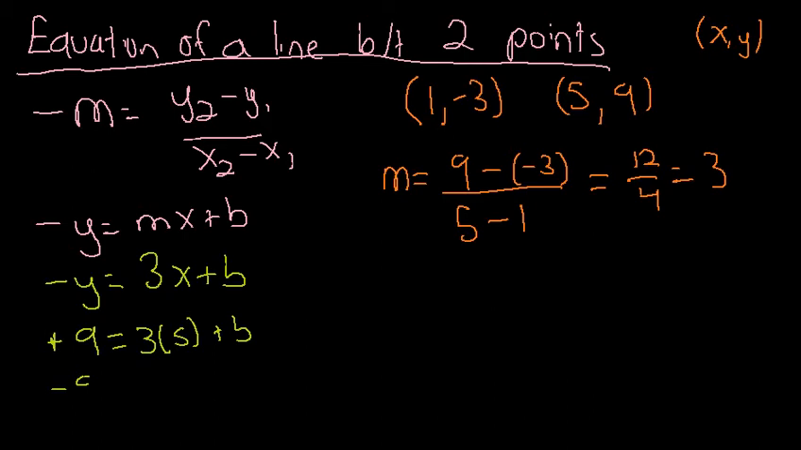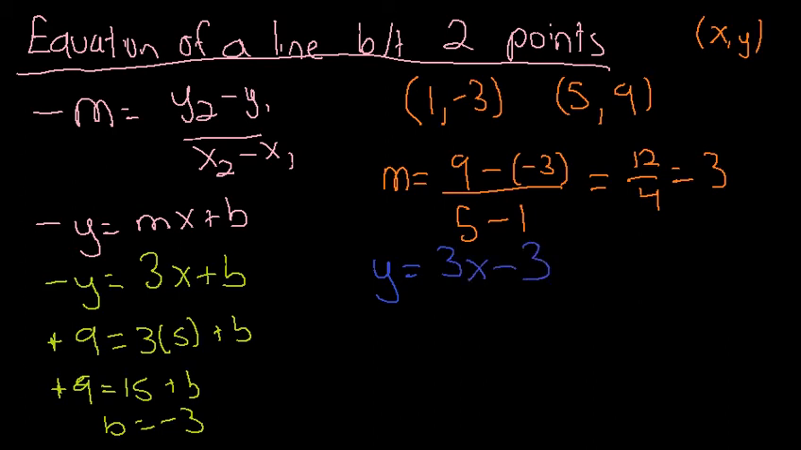So this becomes, sorry, that looks like a negative, it should be a dash. So this looks like 9 equals 15 plus b, or b is equal to negative 6. So our full and final equation is y equals 3x minus 6.